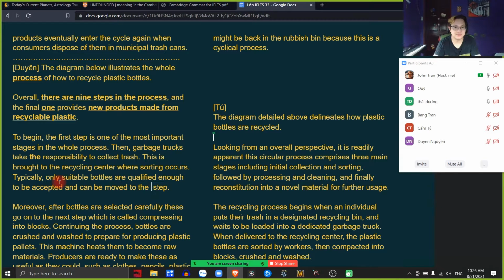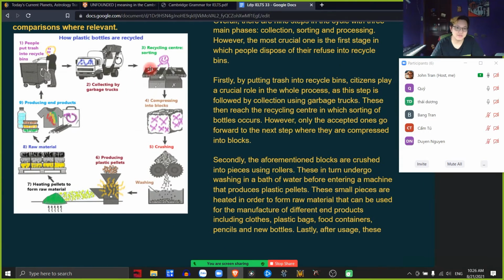To the next step. Basically, it's one. You should say the next step, not another step, because step 3 becomes step 4. This is the next step. This is not just another random step.